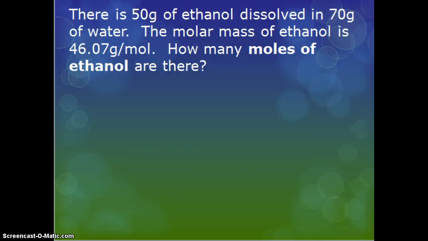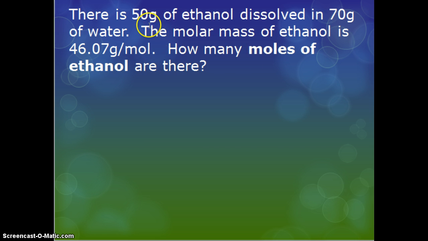There are 50 grams of ethanol dissolved in 70 grams of water. The molar mass of ethanol is 46.07 grams per mole. How many moles of ethanol are there? Alright, so again, go through, make a list of what you know. You know you have 50 grams of ethanol. We know we have 70 grams of water. We're trying to find moles of ethanol.